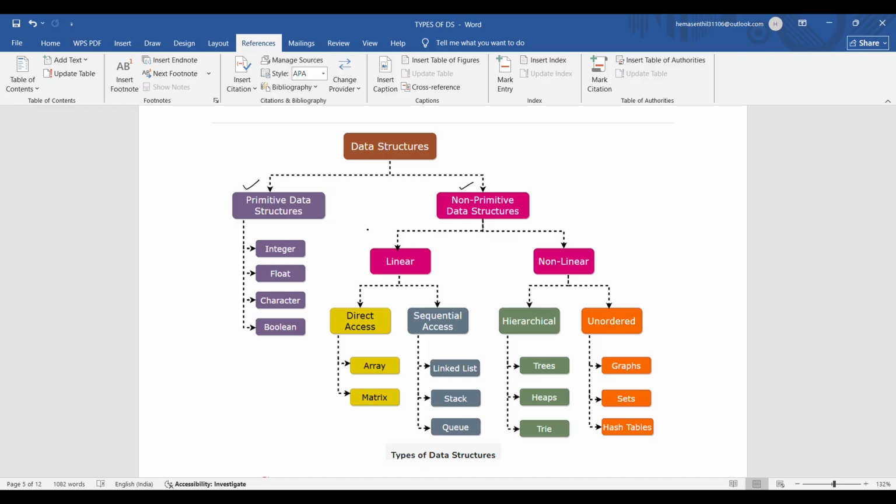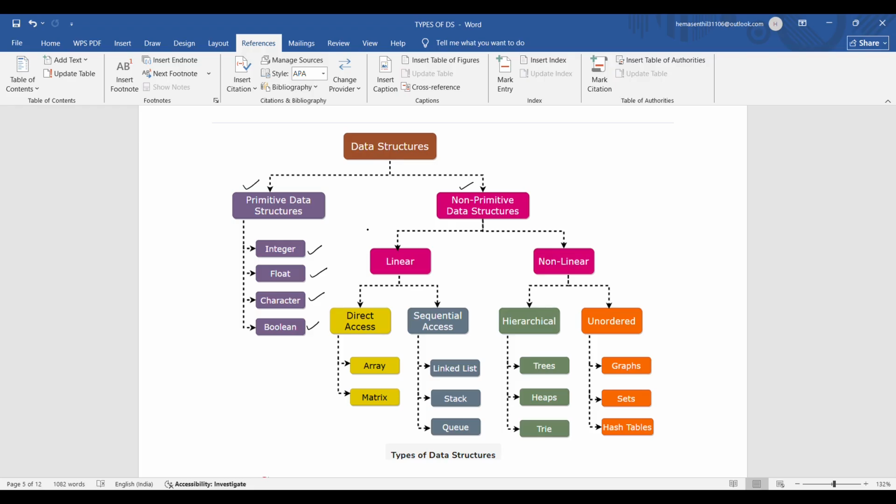What is meant by primitive data structure? In the definition part of data structure, I explained this part, that is integer, float, character and boolean. Integer is used for whole numbers, float for decimal points, and character for single characters, and a group of characters is the string. Boolean means true or false. Like that we will use in primitive data structure.